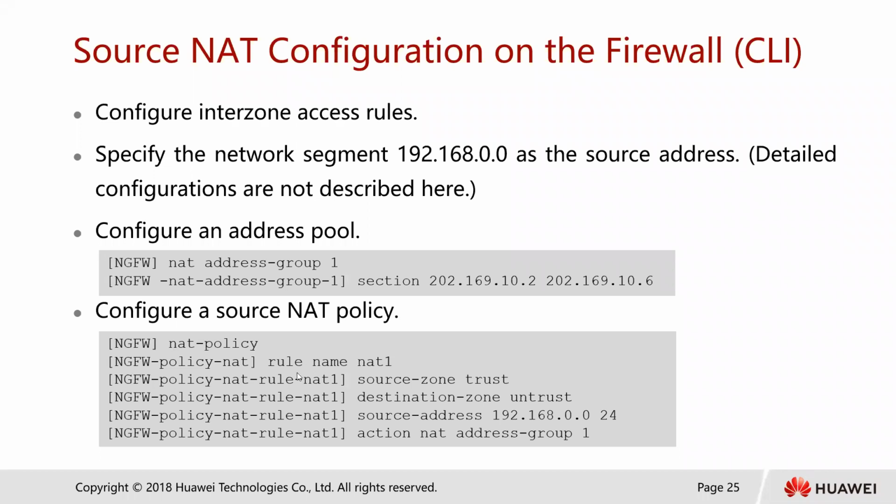After you give the role name, you say NAT1, that is going to be a role name. Then you configure and say my source security zone, I want it to be trust. Then the destination zone, I want it to be untrust. The source destination IP address is that. And then action, NAT address pool 1, you want to permit it. So meaning you're actually permitting this address pool which you've configured on your firewall.